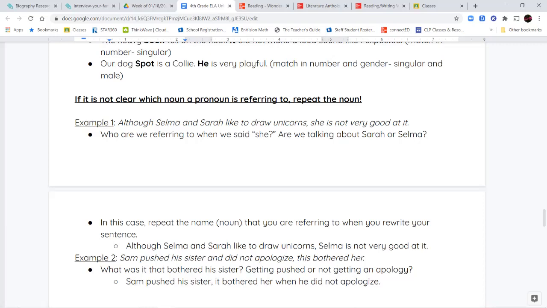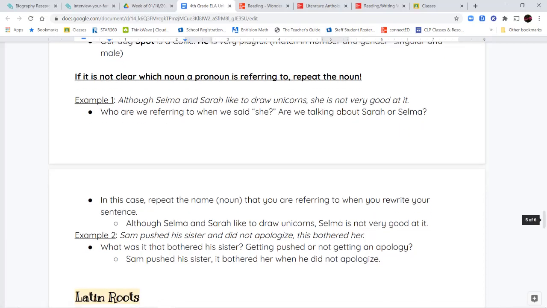In this case, I want to repeat the name or the noun that I'm referring to, and then I want to rewrite my sentence so it's clear to my reader who I'm referring to. Although Salma and Sarah like to draw unicorns, Salma is not very good at it. This is very clear now because I know that both girls like to do it. One of them is better at it than the other one.